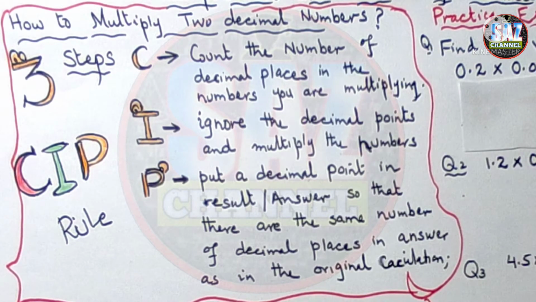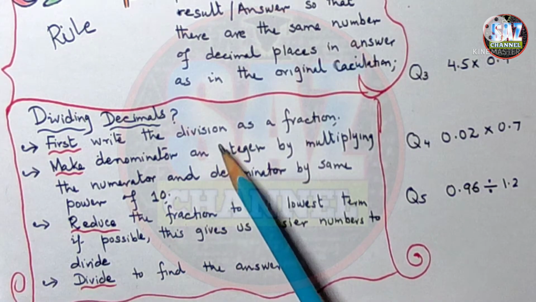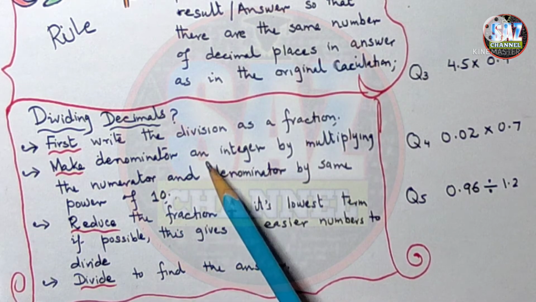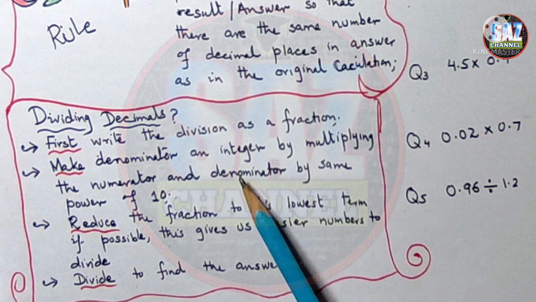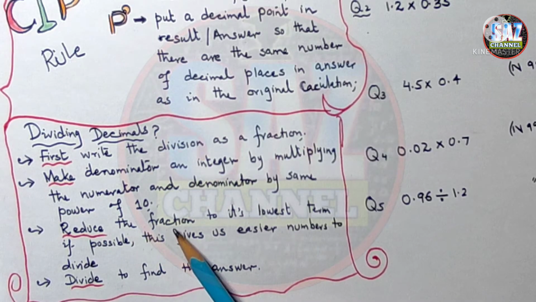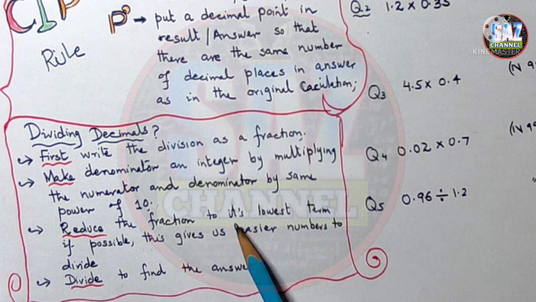Moving to the second concept that often comes with the same part: how to divide decimal numbers. First, we write the division as a fraction. Then we make the denominator an integer by multiplying the numerator and denominator by the same power of 10. And then we reduce the fraction to its lowest term, which means we simplify the fraction to its simplest form if it is possible.